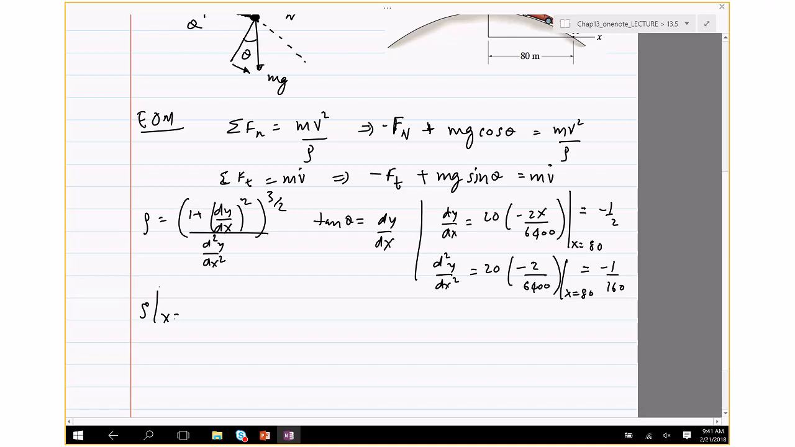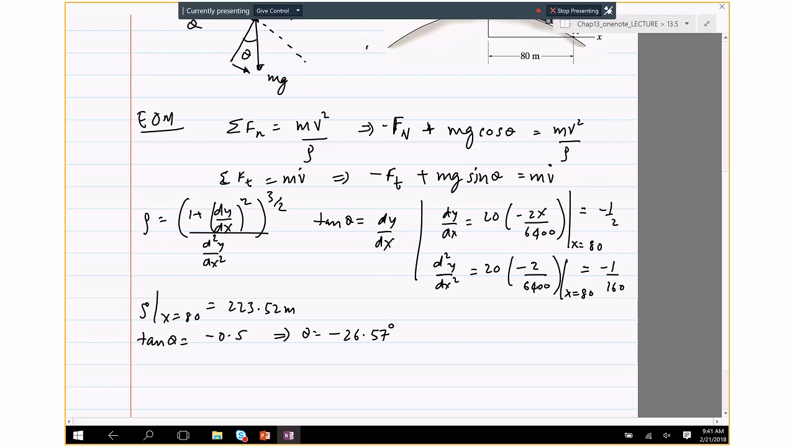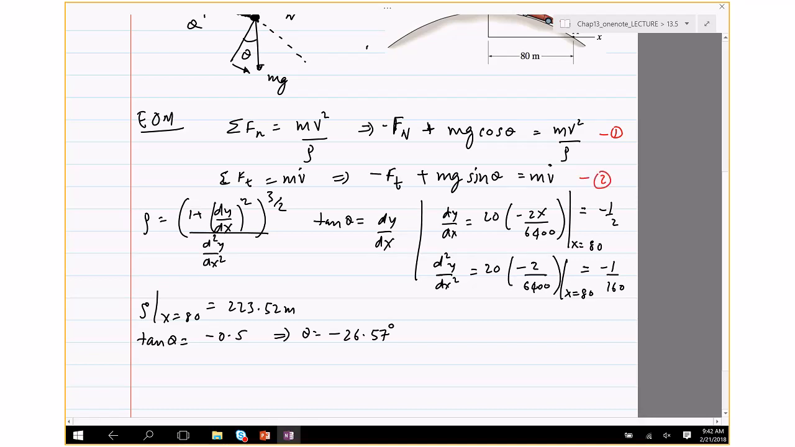Okay, so rho at x equals 80, you're going to sub the values for dy by dx and d square y by dx square. It comes out to be 223.52 meters, and tan theta comes out to be negative 0.5, which means that theta is negative 26.57 degrees. Okay, so call this 1, this is 2, this is 3 and 4.